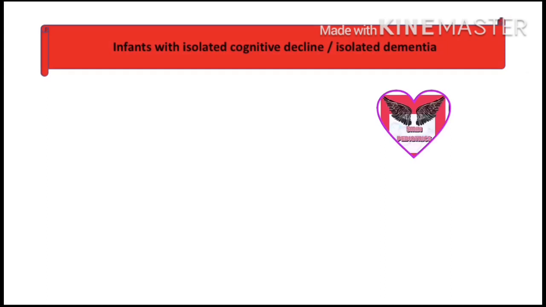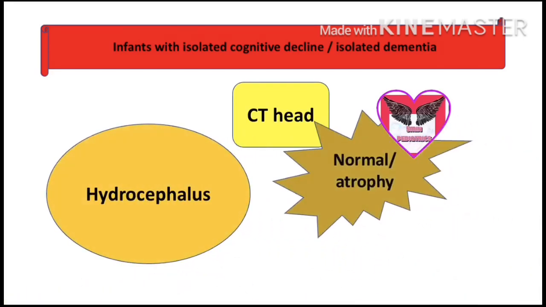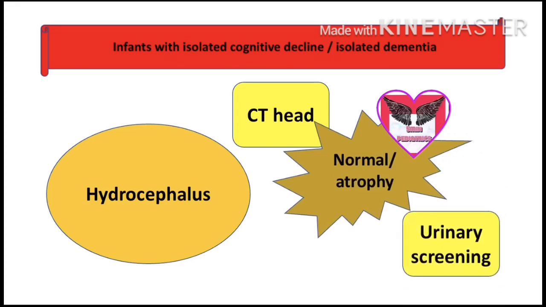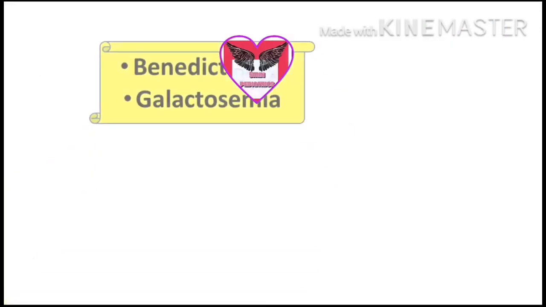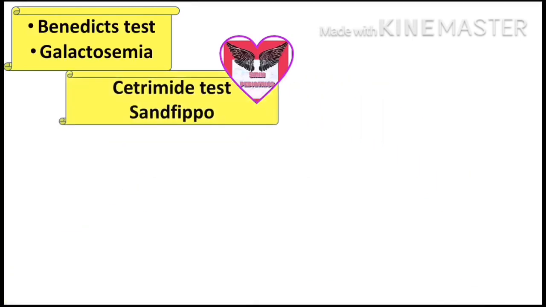Okay, next we have, if a child presents with gray matter disease only. Here we have no storage or no visceromegaly, that is having isolated cognitive decline or isolated dementia. We again go for CT head. If it is hydrocephalus, then search for the cause. If it is normal or atrophy, then again we go for urinary screening. In urinary screening, we do Benedict test for galactosemia. If cetrimide test is positive, Sanfilippo.